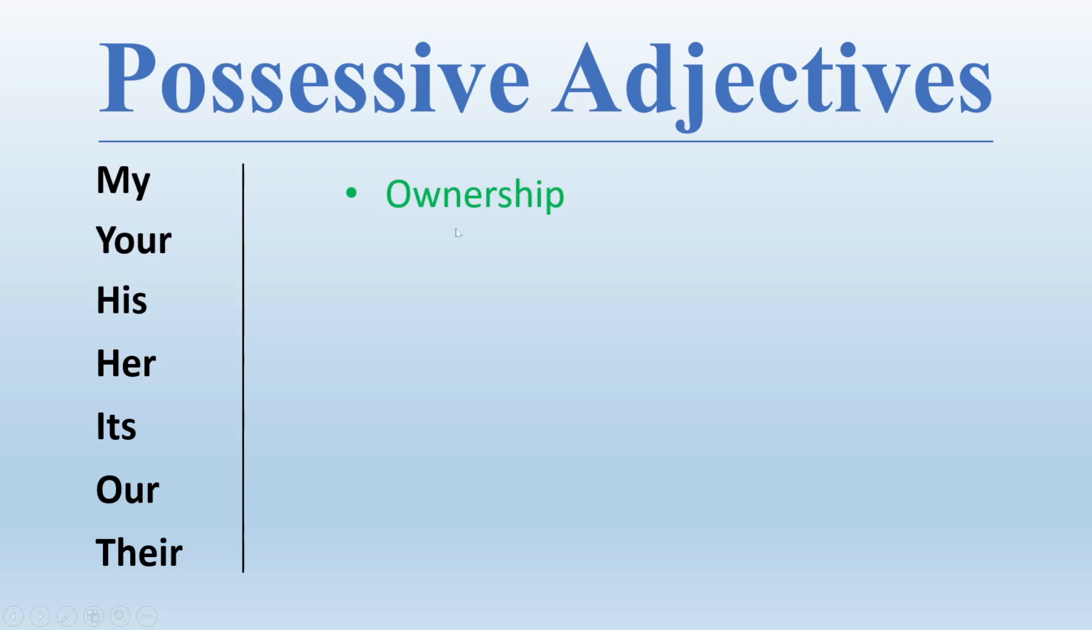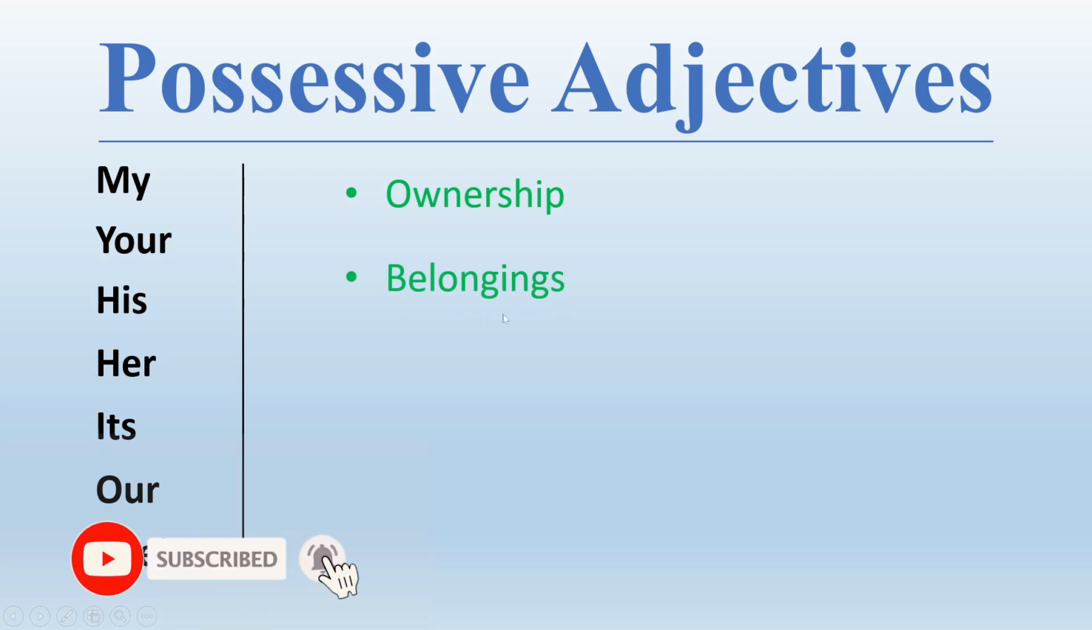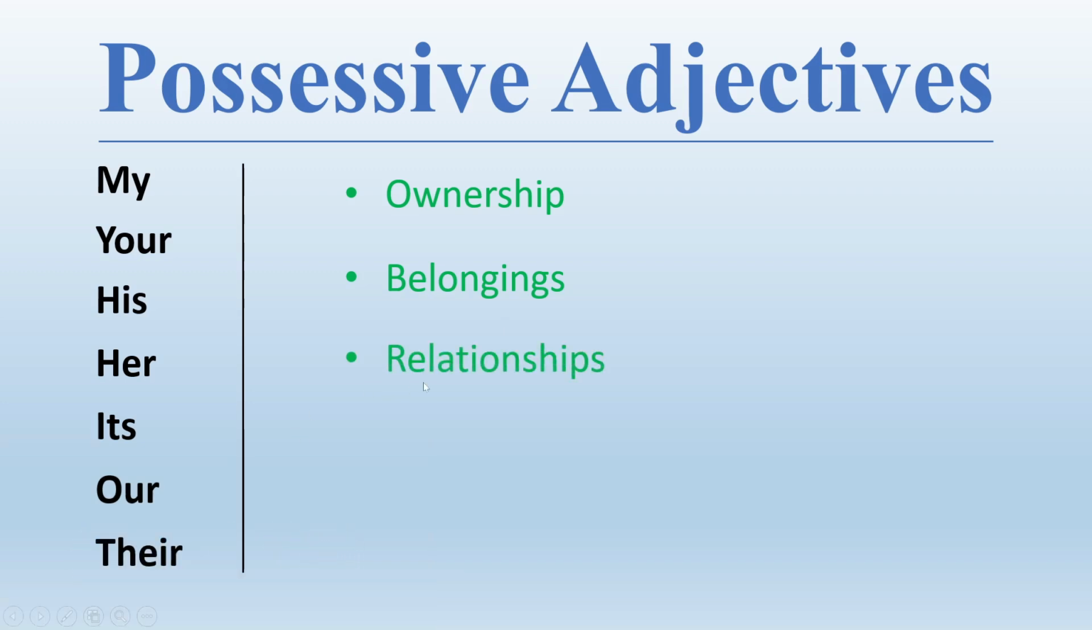We use possessive adjectives to talk about ownership. Means when we talk about the things that I own, you own, or others own. Or we can say that we use possessive adjectives to talk about belongings, to talk about the things that belong to someone. Or we use possessive adjectives to talk about relationships between people.